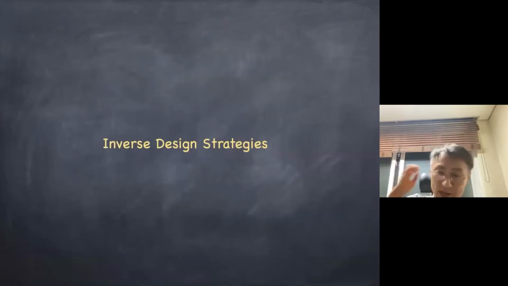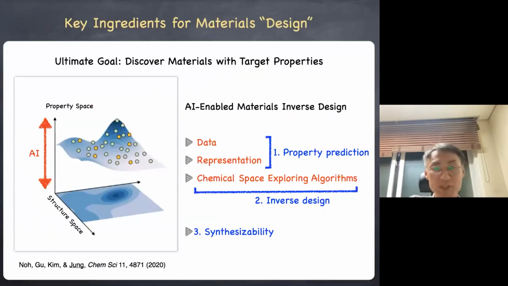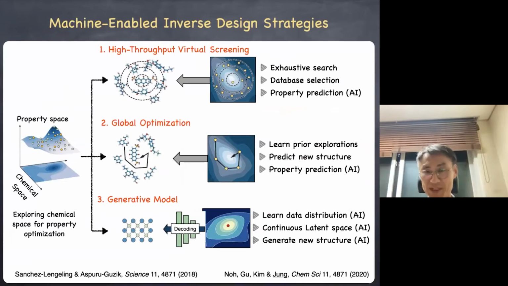Okay, so I'm going to switch now to a second subject, doing the inverse design. So like I said, once you have these kinds of property prediction models, the next important task is to explore the chemical space.